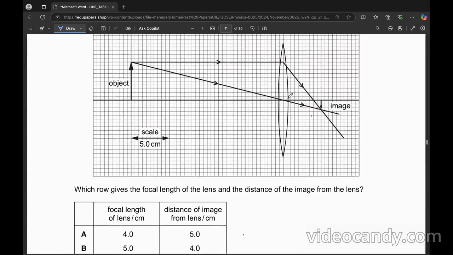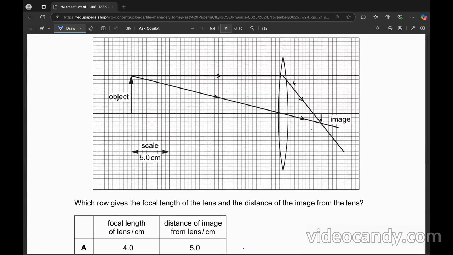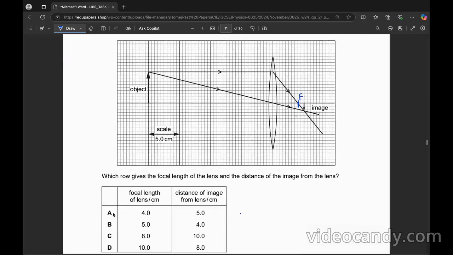But we'll make sure with the focal length. The focal length is just this place, because when a ray parallel to the axis passes through the lens, it would pass through the focus on the other side. I assume that there are 10 little squares in one big one, and the scale is 5 centimeters, so you can assume that 2 small squares mean 1 centimeter. So you can choose A.